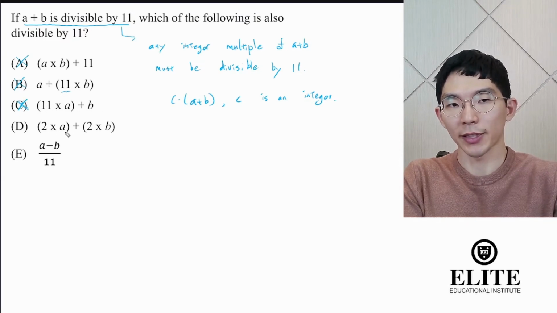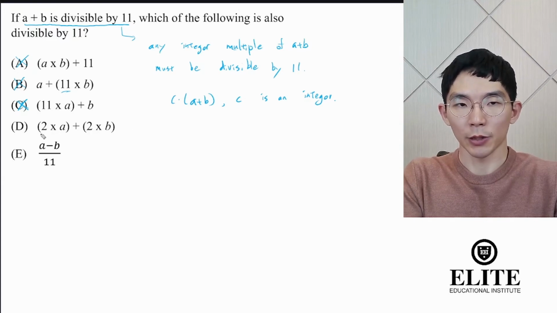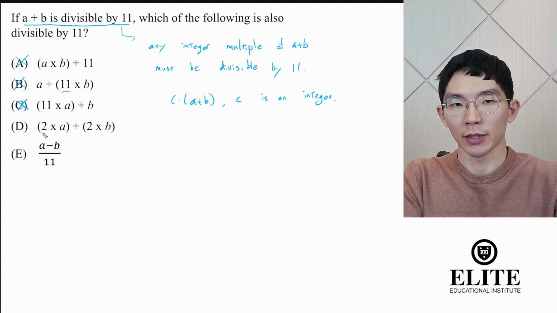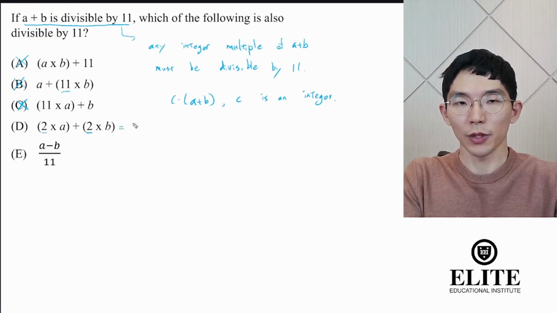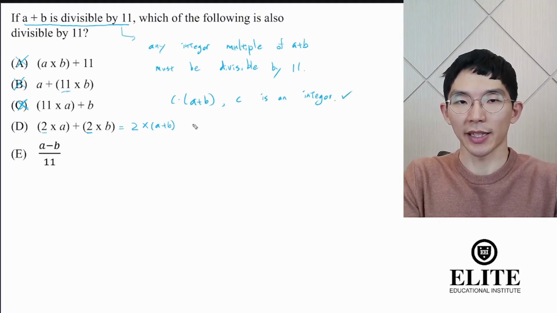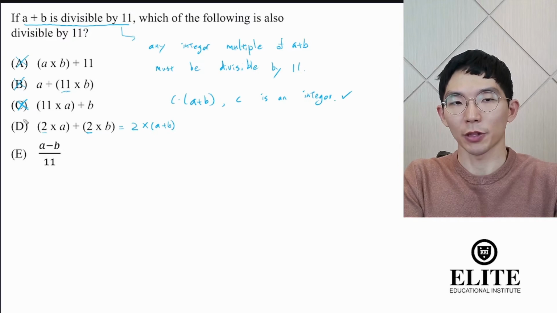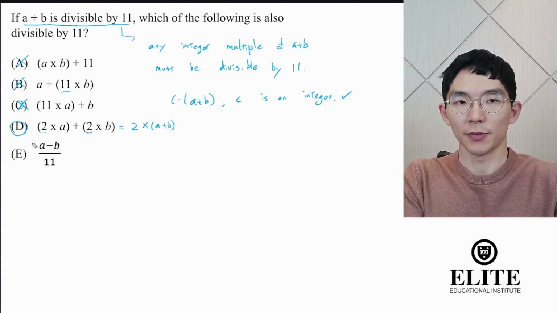So finally, let's take a look at D. 2 times A plus 2 times B. Well, if we take a look at it, then what is it? It has a common factor of 2. Therefore, this is equal to 2 times A plus B. Is this an integer multiple of A plus B? Yes, it satisfies the condition. Therefore, we may conclude that this particular answer choice, 2 times A plus 2 times B, is divisible by 11.